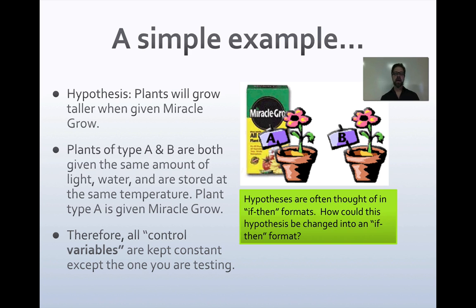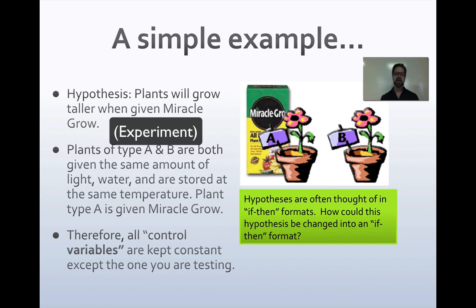Let's take a look at our Miracle-Gro example a little bit closer. Our hypothesis is plants will grow taller when given Miracle-Gro. Our prediction is if plants are given Miracle-Gro, then they will grow taller. Alright, so what are we going to do? We're going to test that hypothesis.